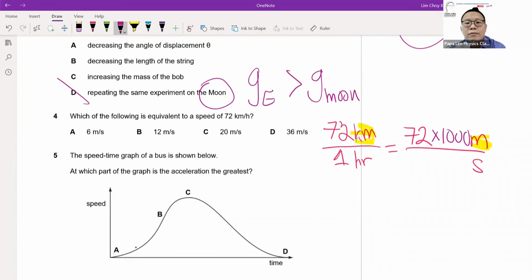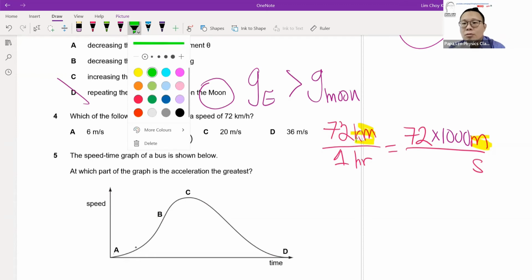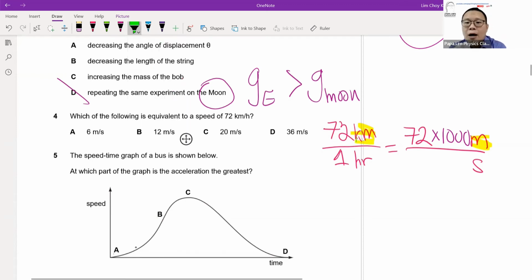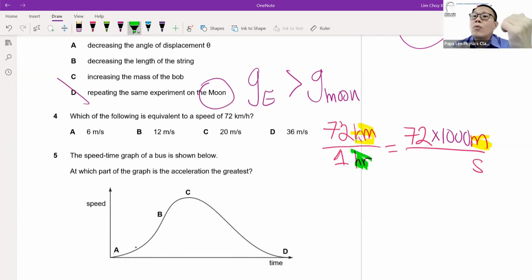Okay, so then after that, what I've done is I have done the numerator. So I look at the denominator, which is another factor: hour to second. I know that 1 minute is 60 seconds, 1 hour is 60 minutes. So if you combine these two, you'll know that 1 hour is literally 3600 seconds. So we multiply by 3600 seconds.